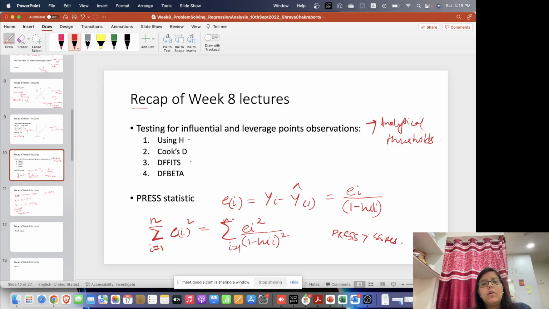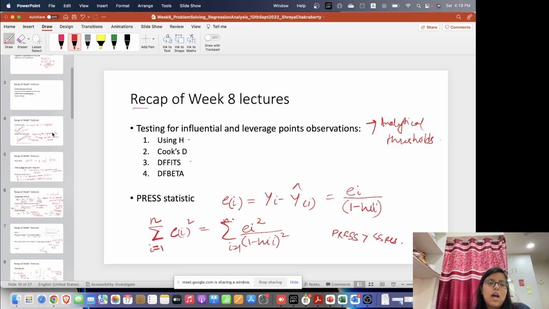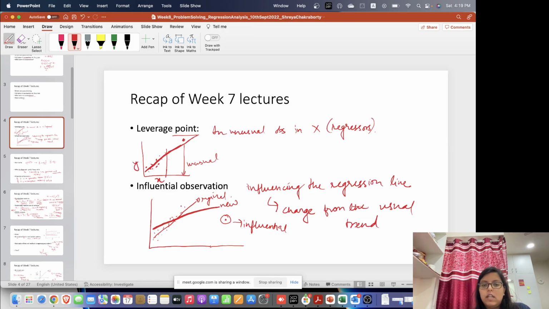In this week, we learned how to test for influential and leverage point observations, the first lecture that you have attended. Influential observations are those which change the trend of the regression line, or change the entire regression line, and a leverage point is some unusual observation in x which might or might not change it. If it is strictly a leverage point, then it will not change the regression line; it will follow the regression trend.